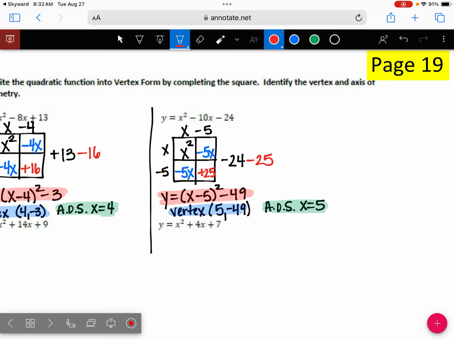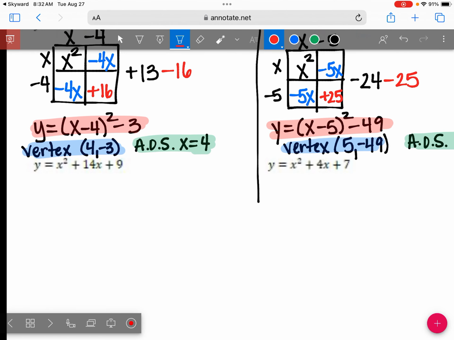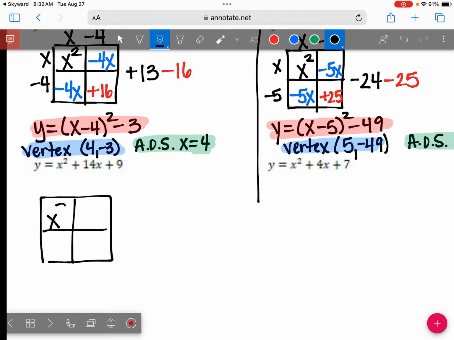Did real good with that. All right, let's go ahead and work through it. Go ahead, make your box. So when you make your box, which I don't know why I made that so big. Okay. X goes here, C goes on the outside. What do you get when you take half of 14x? 7x. That will go here and here.